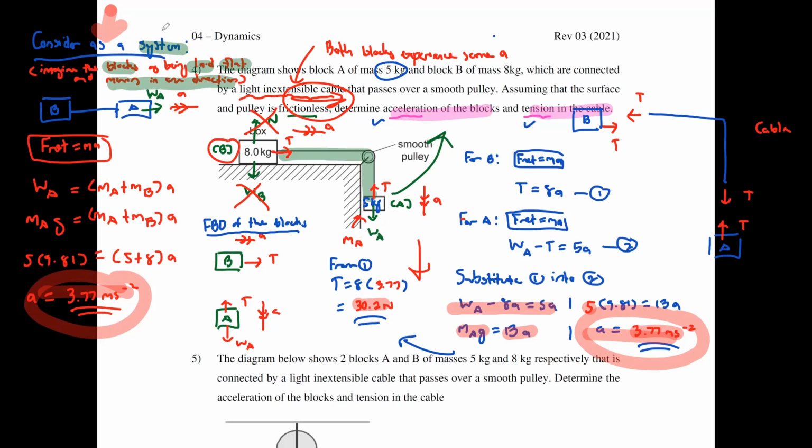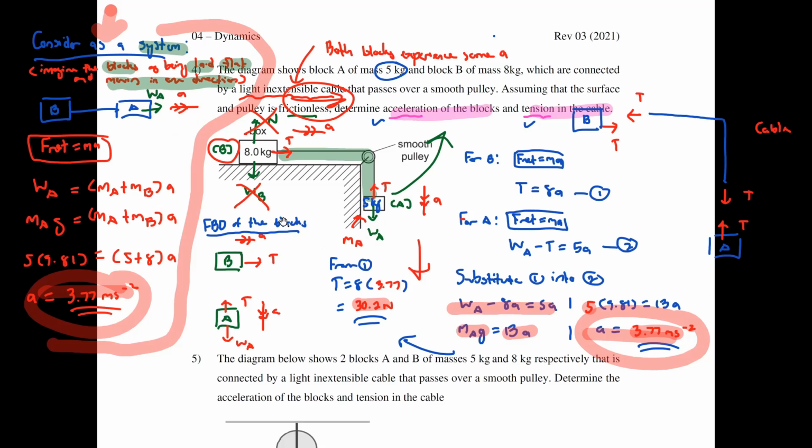This is just another different way in which some students tend to like to do it. They imagine this as a single system and that the blocks are laid flat and moving in one general direction. So they apply Fnet equals ma here, they're still going to get the same answer as if I use the method where I separate all the blocks and consider them individually. So it depends on you, whether you want to use the method on the left or the method on the right. The method on the left is actually quite fast to use, but you need to make sure you know your free body diagrams properly.